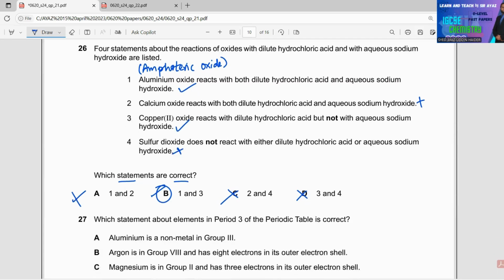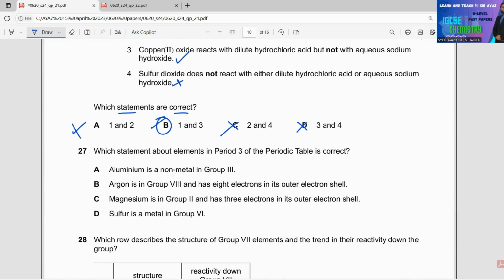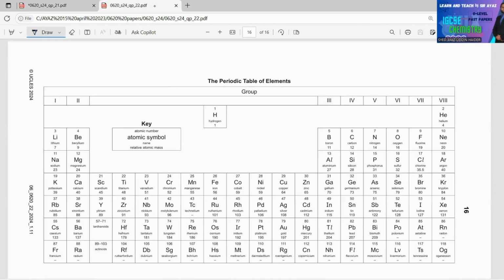Moving to the next MCQ, which is 27. Which statement about elements in period 3 of the periodic table is correct? Now here's the periodic table. We have period number 1, period number 2, period number 3, 4, and so on. These are the periods. They are talking about the elements in period 3, so it's starting from sodium and ending on argon, or Ar.